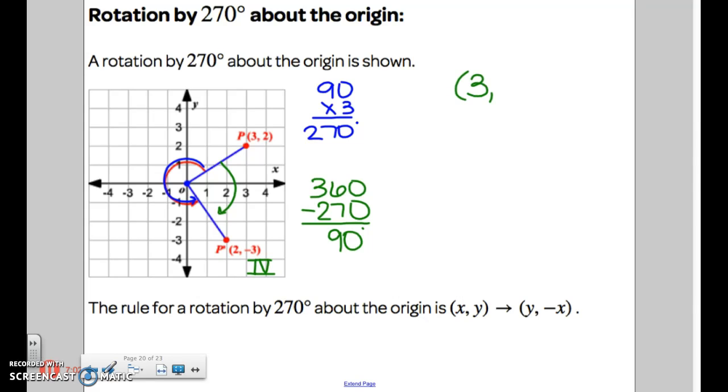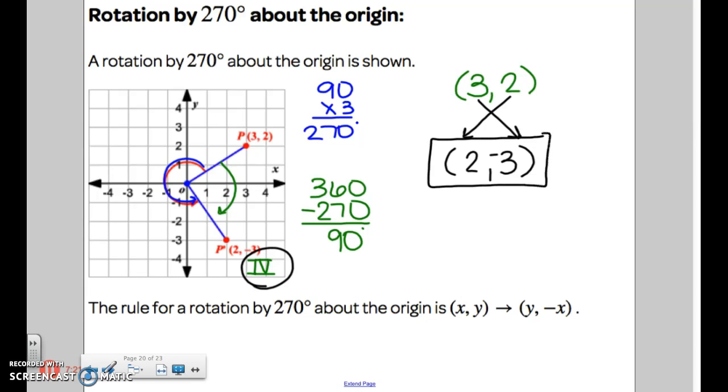So I start with 3, 2. I want to flip-flop the X and the Y. So 3 is now at the end, 2 is now at the beginning. I know I'm down here in 4, so I know I should have a positive and then a negative answer. And there is the new image location for this point.